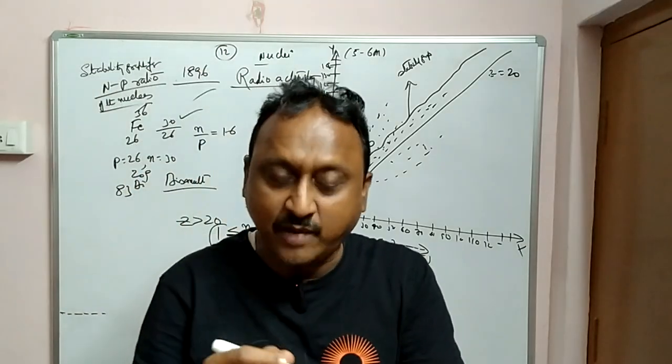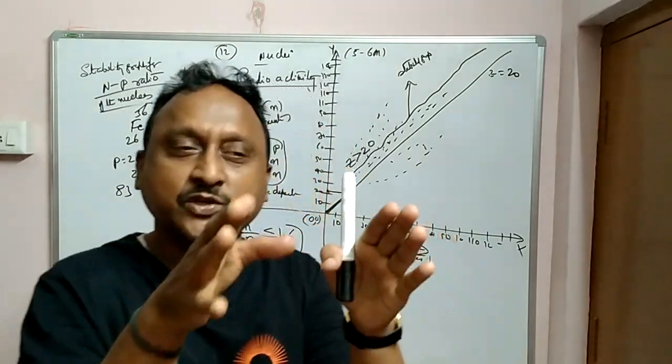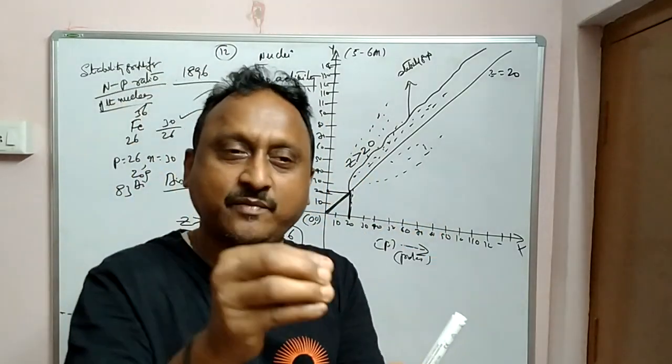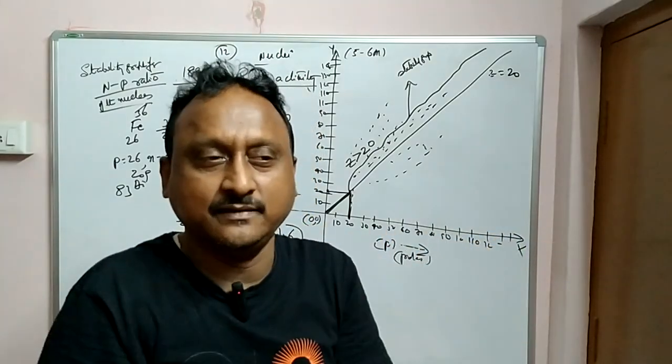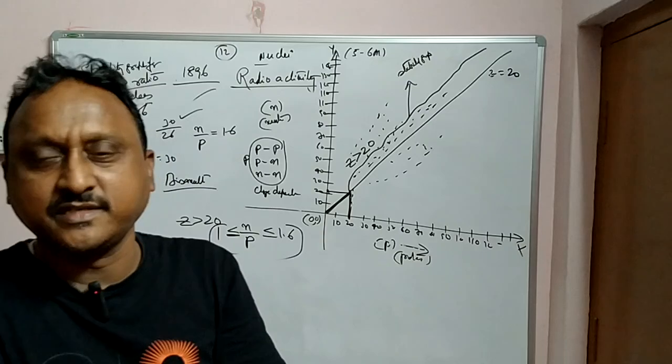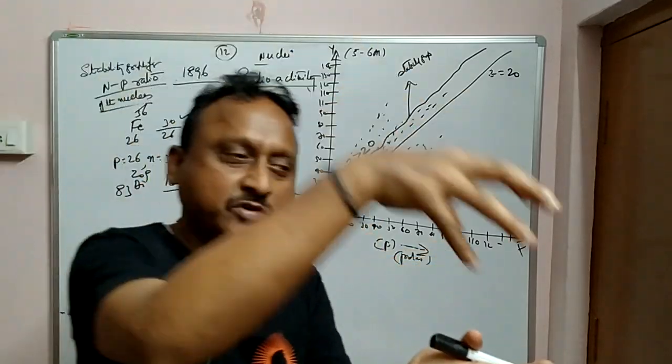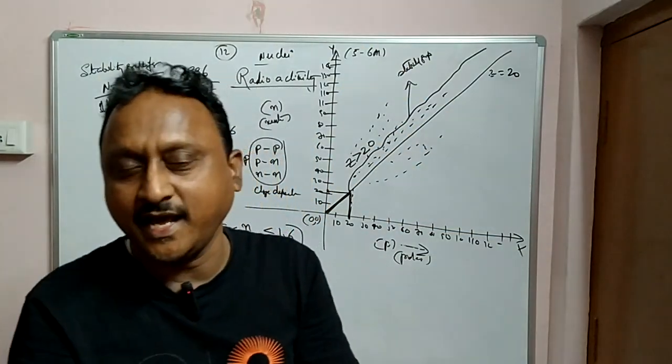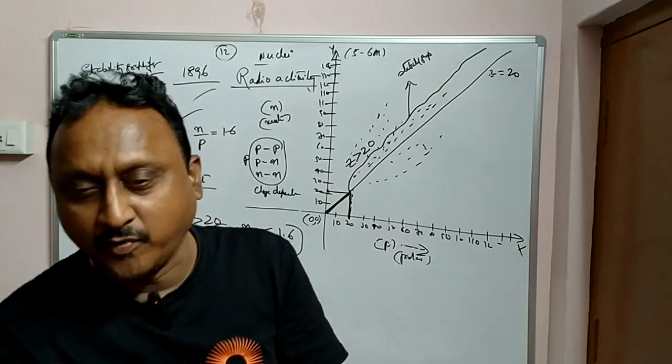So to become stable, what should be done? If a nucleus is unstable, to become stable it emits alpha or beta. So it has to adjust the neutron-proton ratio. If there are too many protons and fewer neutrons, some neutrons are added. If protons are fewer, some more protons are added.